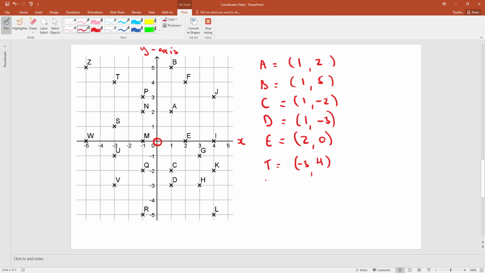Shall we have a look at maybe W, which is here? Right, W. 1, 2, 3, 4, 5 left, which is -5, and 0 movement up or down. -5, 0. Now this is easy. And then let's look for one more interesting point. What about point V then? Is point V in the lower quadrant? 1, 2, 3 left, and this time 1, 2, 3 down. So that will be -3, -3.